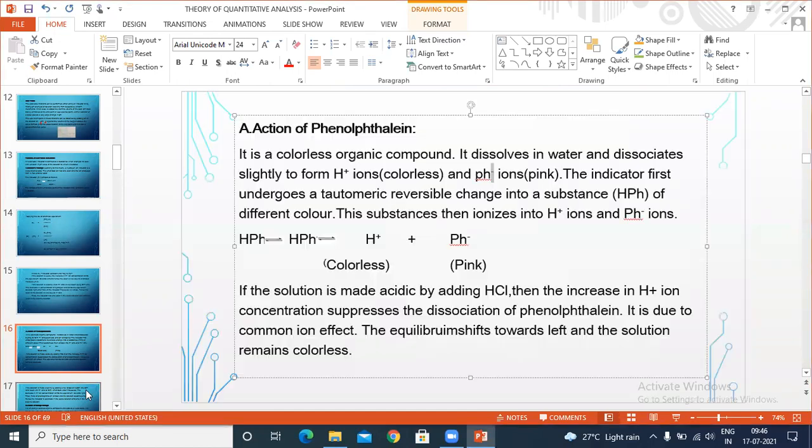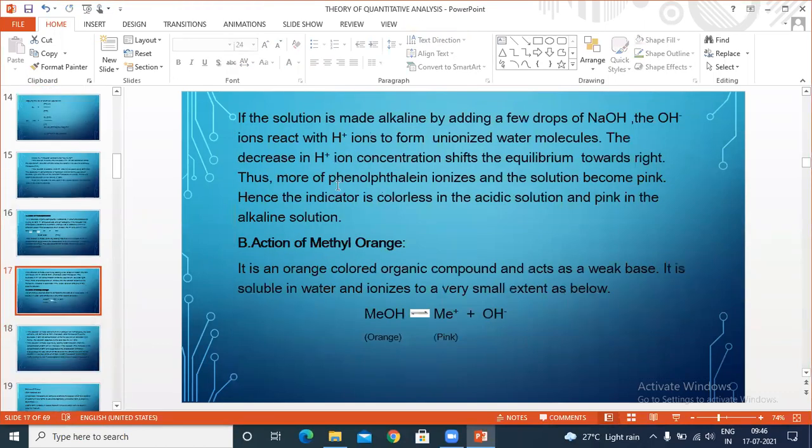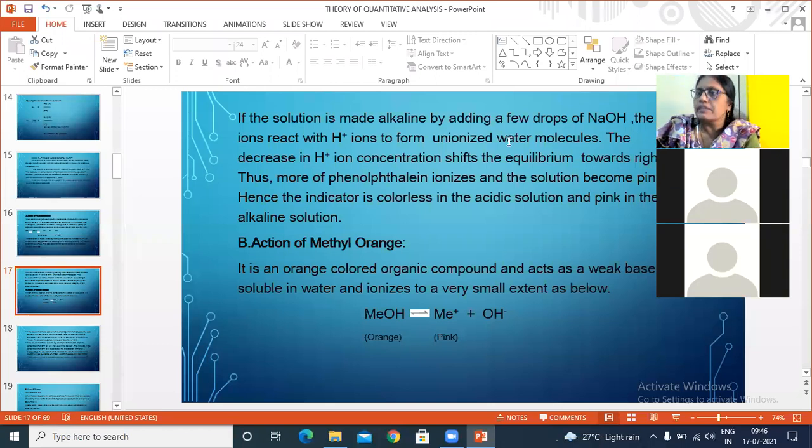Then what about the basic medium? That is where we see a color. If the solution is made alkaline by adding a few drops of sodium hydroxide, the OH minus ions react with H plus ions to form unionized water molecules. So what will happen in the basic or alkali medium according to Ostwald's theory? In basic medium, the OH minus ions liberated from a base are ready to react with the H plus ions liberated when the indicator undergoes dissociation.